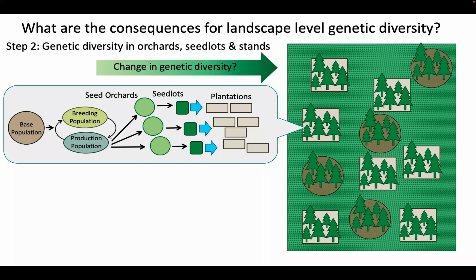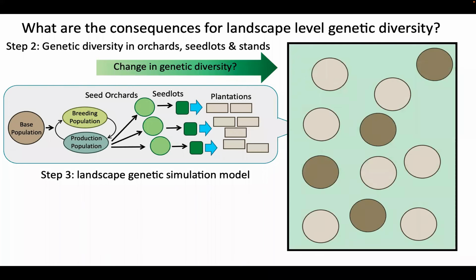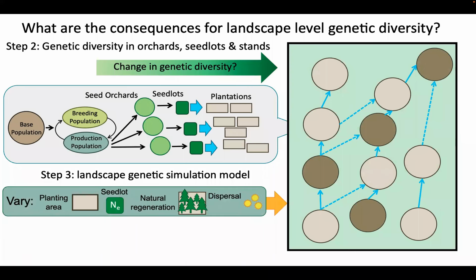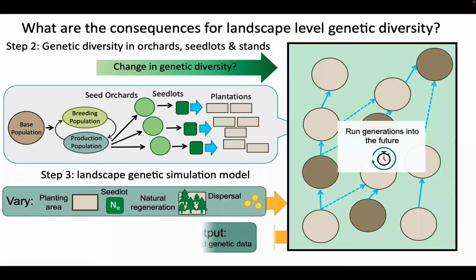So now we have a pretty good understanding of how genetic diversity is maintained within these breeding programs, but that does not fully address the question of what the consequences of forest management are for genetic diversity at this broader scale. And so the next step is to look at the shift in genetic diversity from orchards to seed lots to actual planted stands on the landscape. And then we'll be using the results from step 1 and 2 in a landscape genetic simulation model, modeling these natural and planted stands that are interconnected through gene flow on the landscape and varying parameters that are associated with this forest management in order to look into the future and really understand the effect of forest management on genetic diversity at this broad landscape scale.